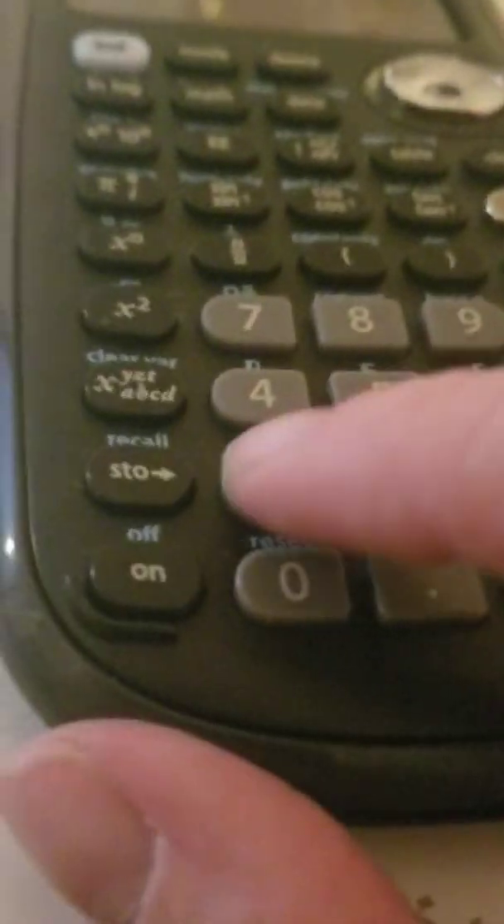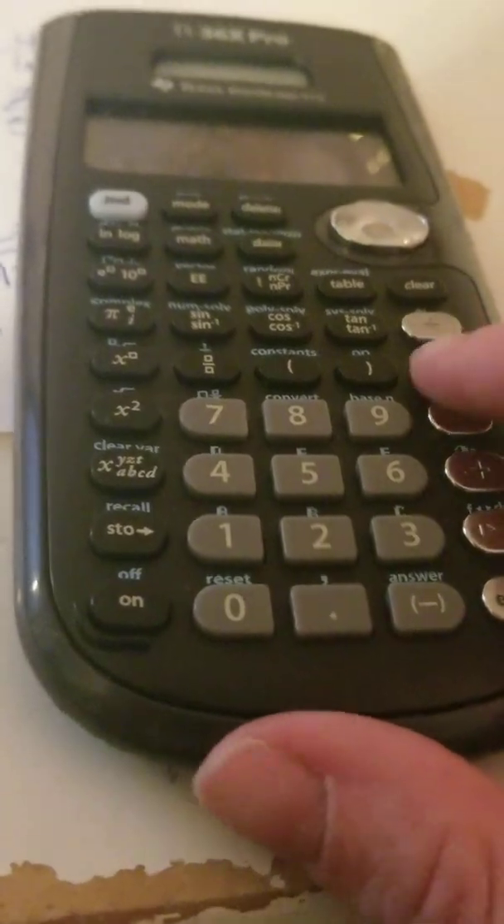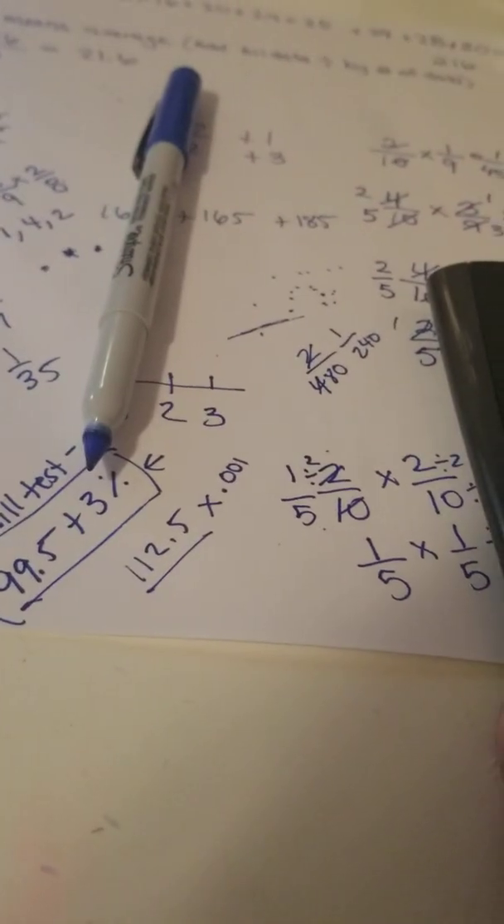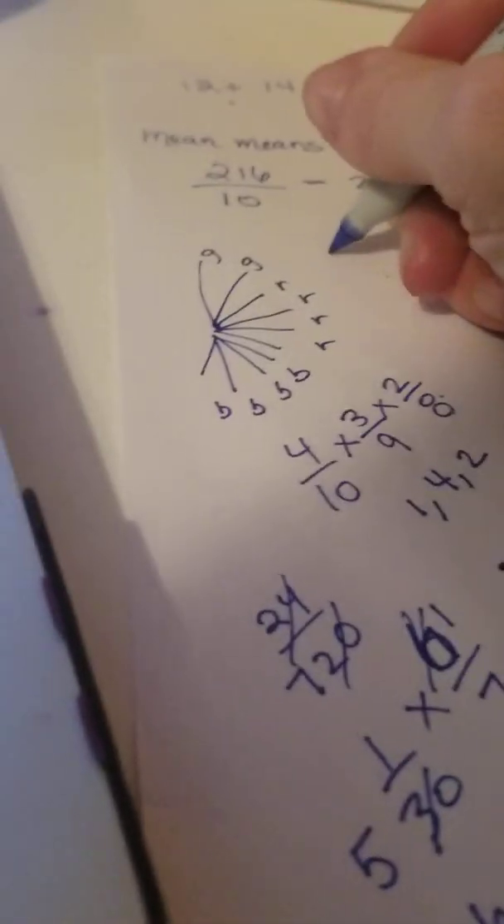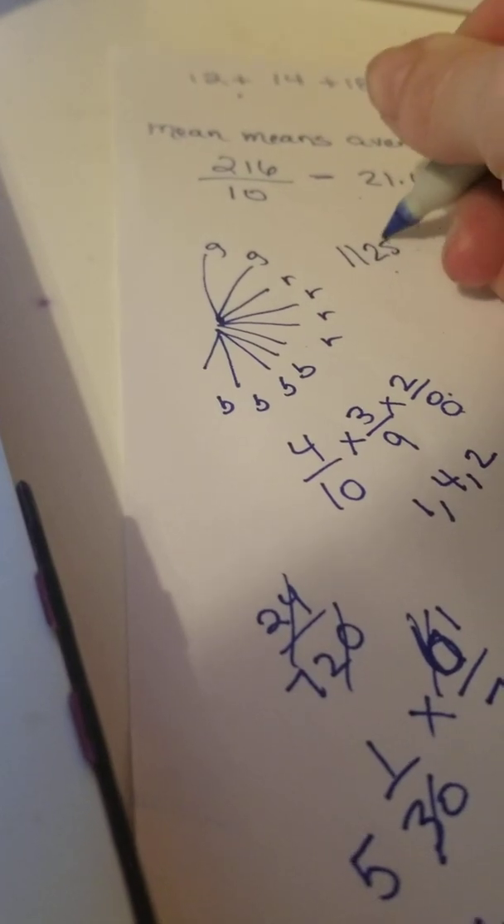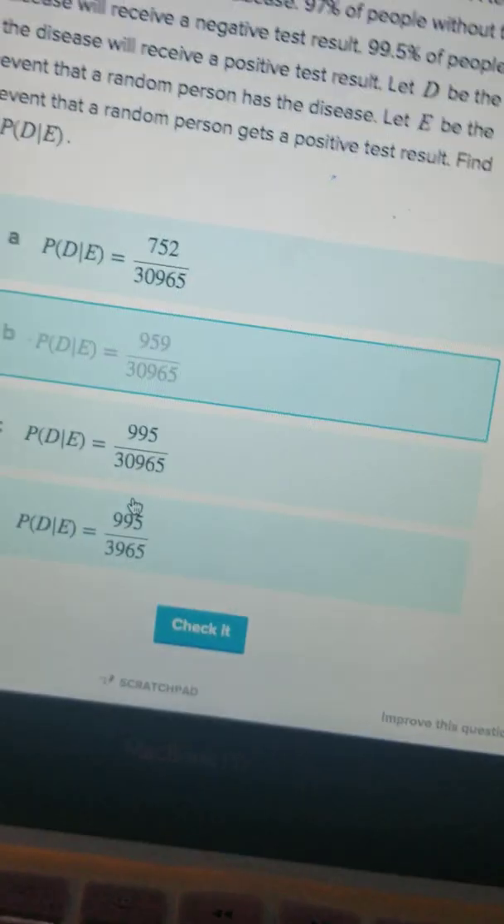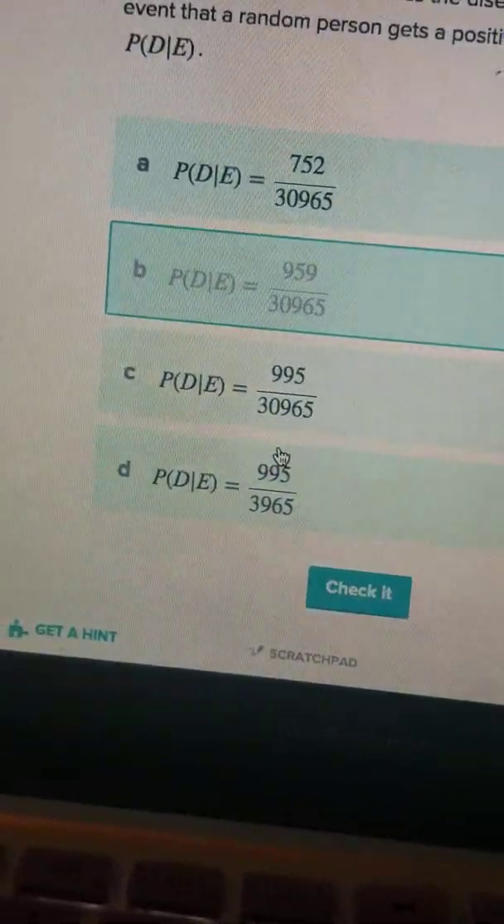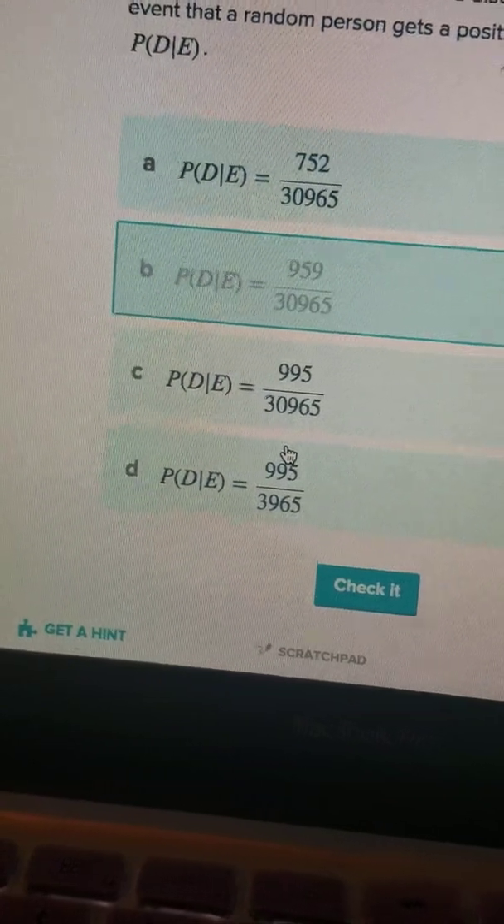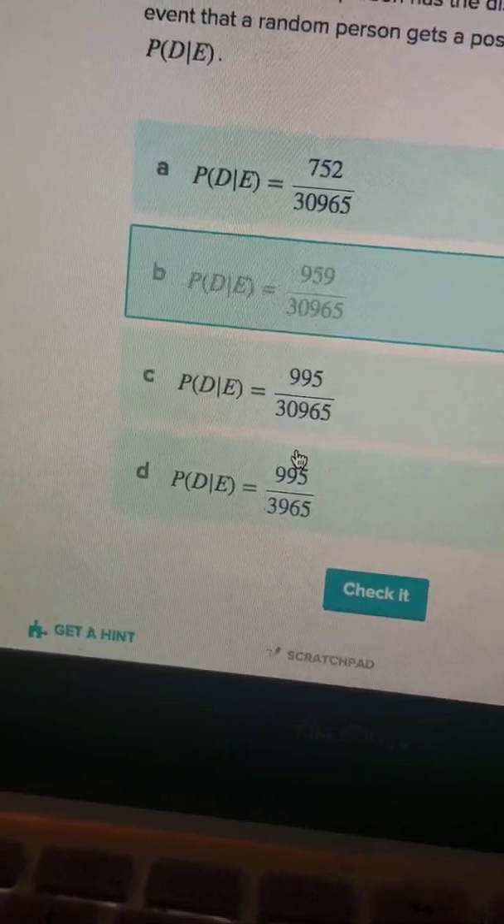Let me try it. Let's try it. 112.5 times 0.001 is 1,125. I just multiplied it. Okay. And then 1,125. They don't tell us how big the population is.